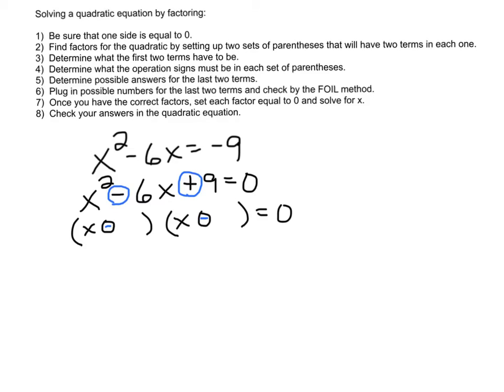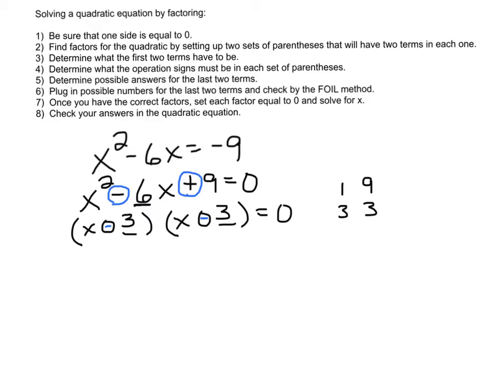Now I need to go through and figure out what terms I'm going to want to use. The numbers I could multiply together to get 9 are 1 and 9, 3 and 3. And I want something that's going to give me this 6 when I add or subtract. So it's obviously going to need to be the 3 and the 3. So I'm going to put the 3 and the 3 in there.